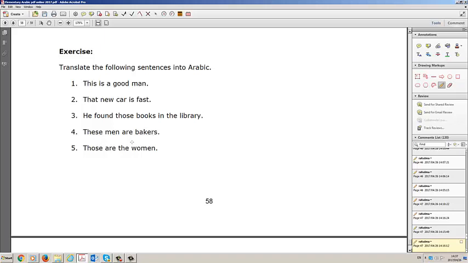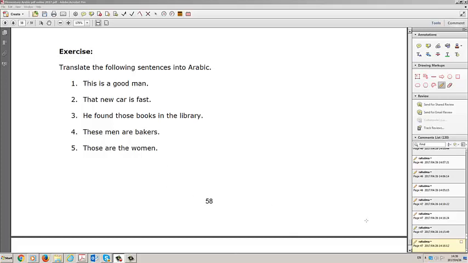These men are bakers. That would be هؤلاء الرجال خبازون. هؤلاء الرجال خبازون. And those are the women. We'll say أولئك هن النساء. Okay, أولئك هن النساء.